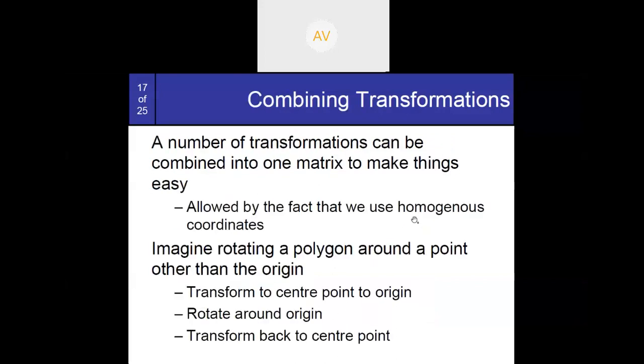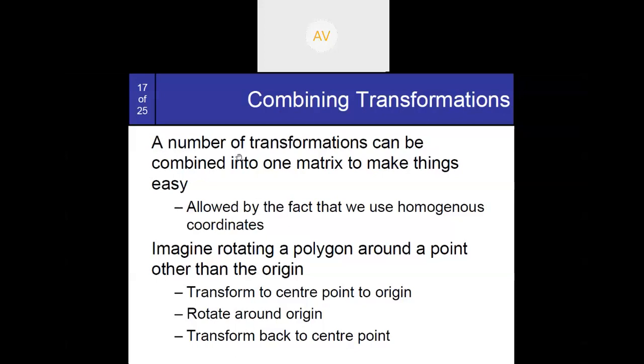Okay, then combining transformation is called composite transformation, or you can say concatenated transformation matrix. In short, I can say CT: we have to find out the CT matrix. It is combining transformation, composite transformation, or concatenated transformation matrix.